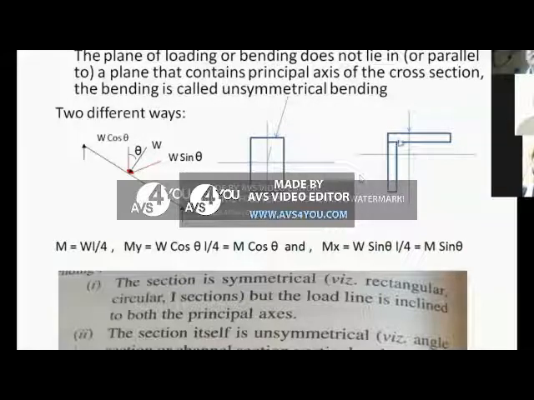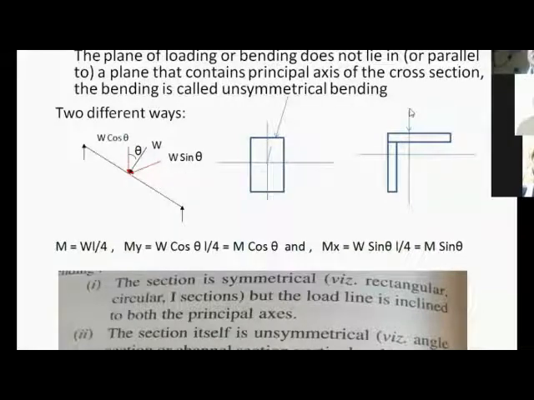The second case is the section is unsymmetric. Though the load is along the vertical axis, the section is unsymmetric. So in this case also you get unsymmetrical bending. So these are the two cases. One, the section is symmetrical but the load line is inclined to the principal axis. And second, the section itself is unsymmetrical and the load line is along a centroidal axis. So in the second case, the load is along the centroidal axis, but the section itself is unsymmetric.